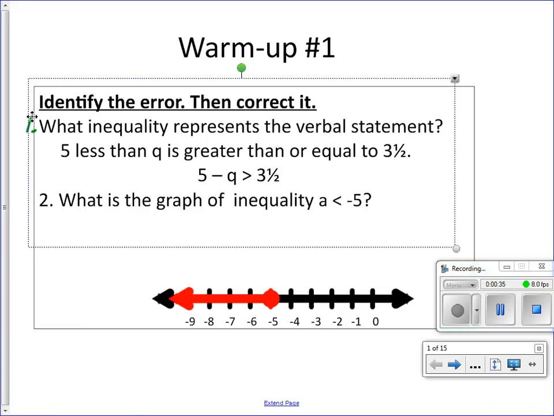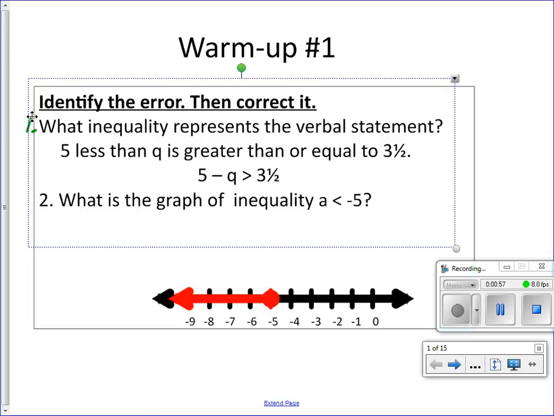Number 1. What inequality represents the verbal statement? 5 less than Q is greater than or equal to 3.5. All right, the answer that has been given to you actually has 2 errors in it. See if you can find them.